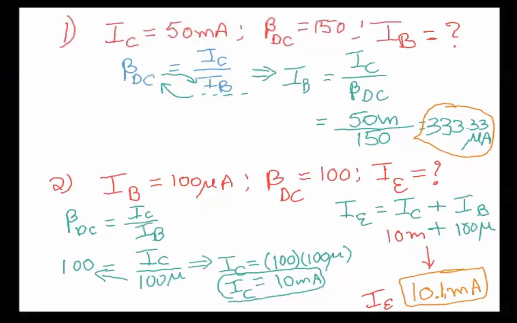Same thing with the alpha DC as well. It's collector to the emitter. So you take the collector current and then the emitter current. If you take the ratio, you will get the alpha DC.